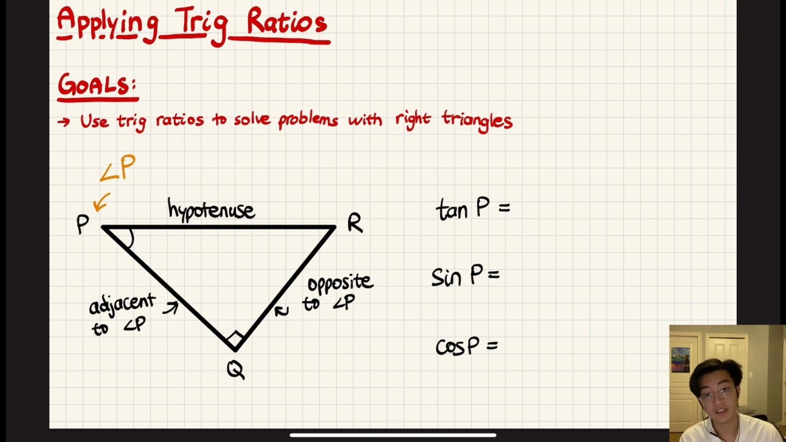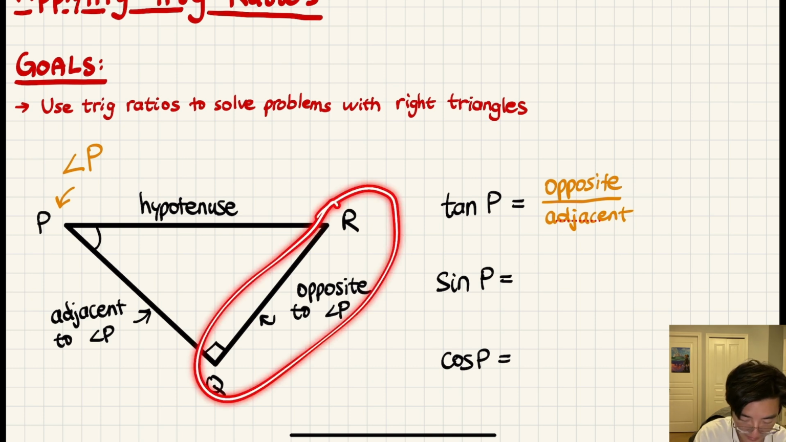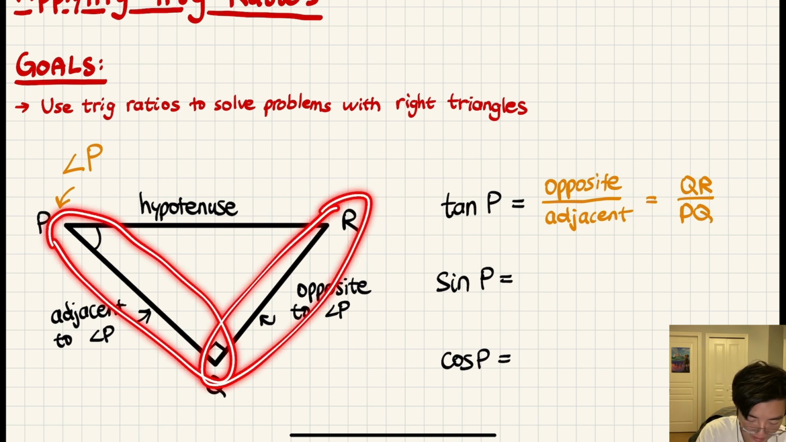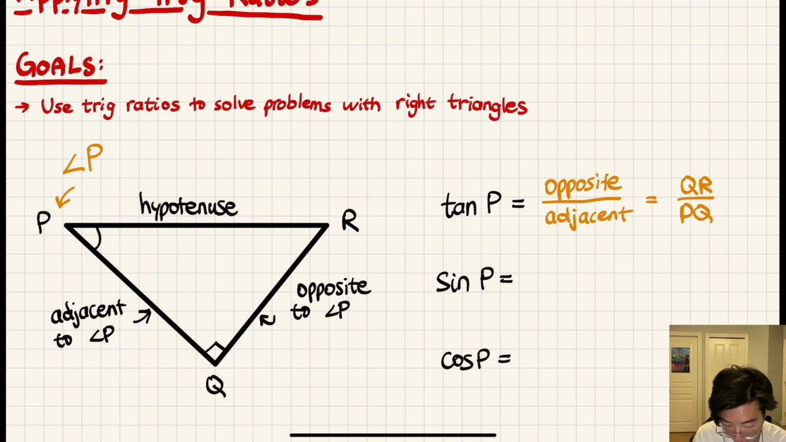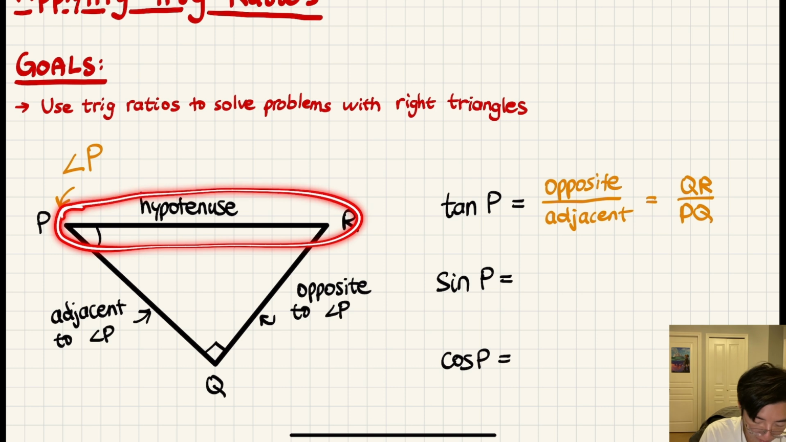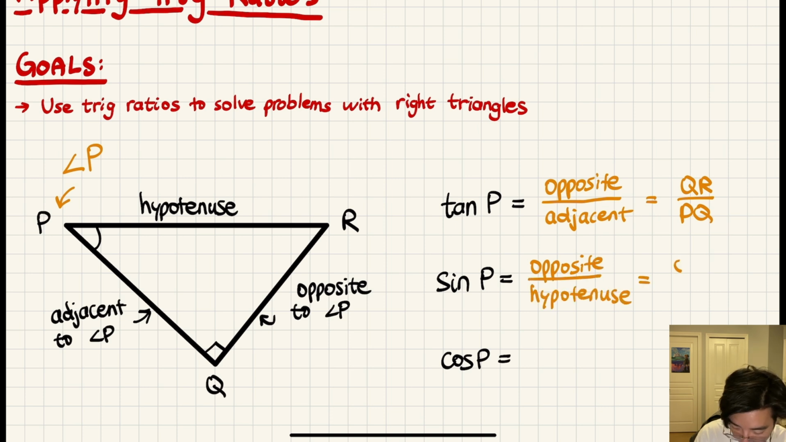With the tangent of P, we have the opposite over adjacent. In this specific triangle, we have the line QR over the line PQ. Similarly, the sine of P will be the opposite once again, so this QR line over the hypotenuse, which is PR. So the sine of an angle is opposite over hypotenuse. In this example, it's QR over PR.